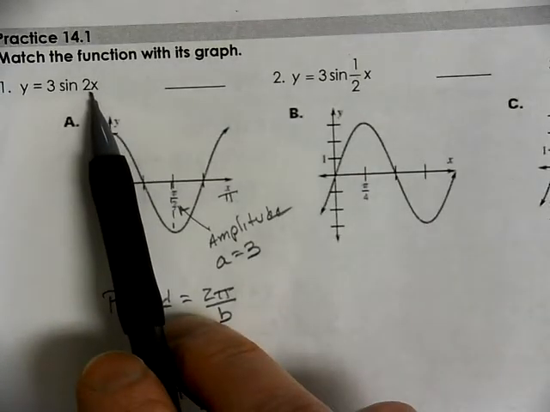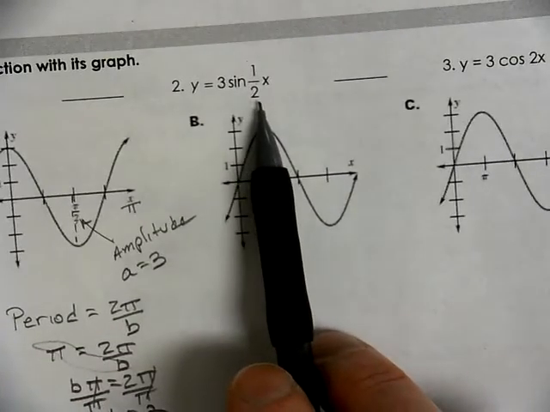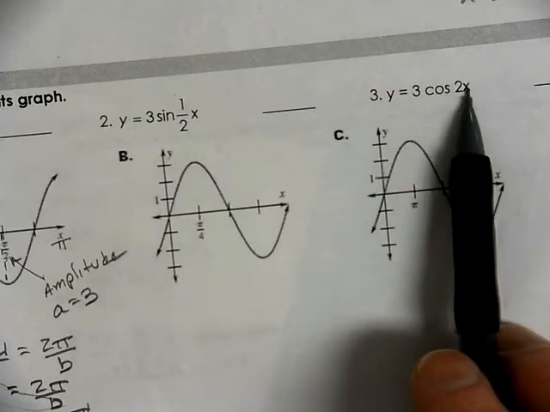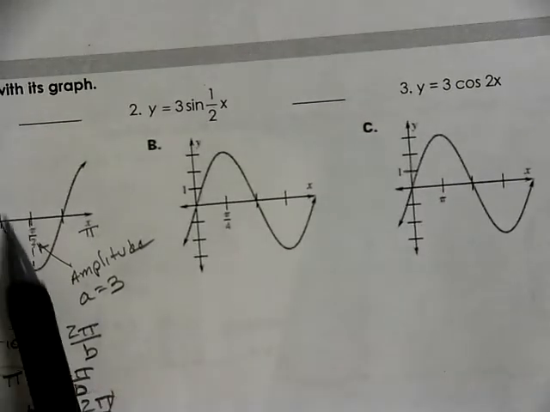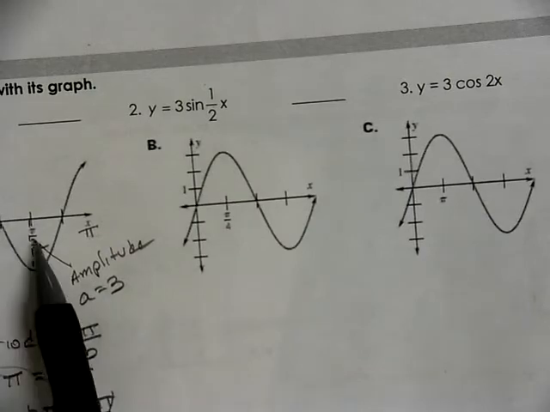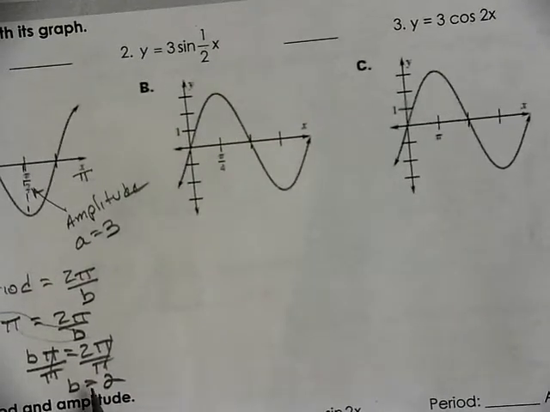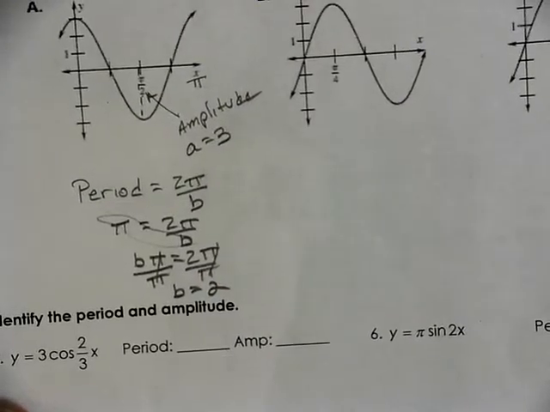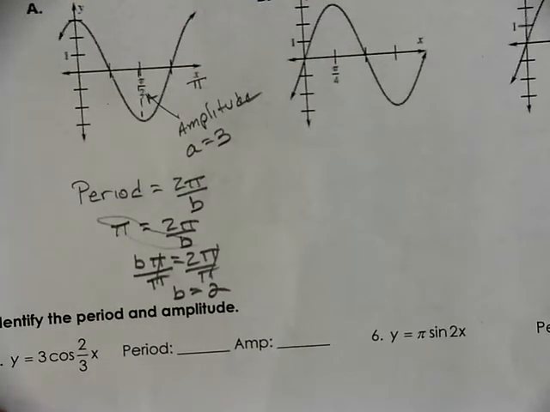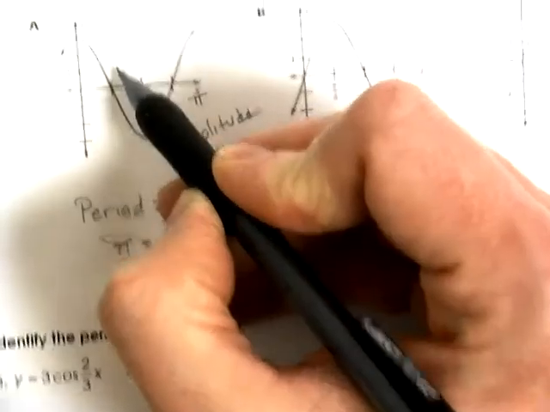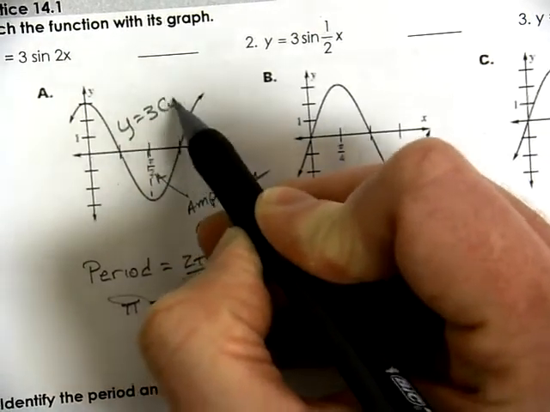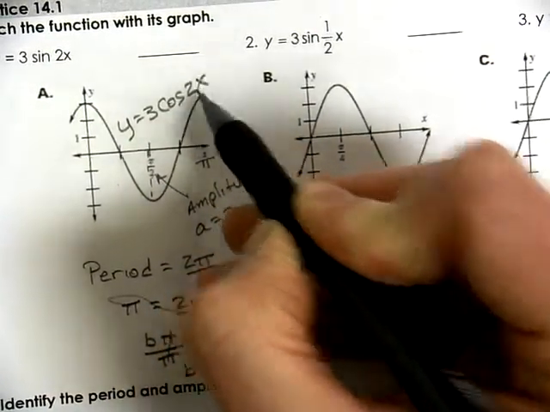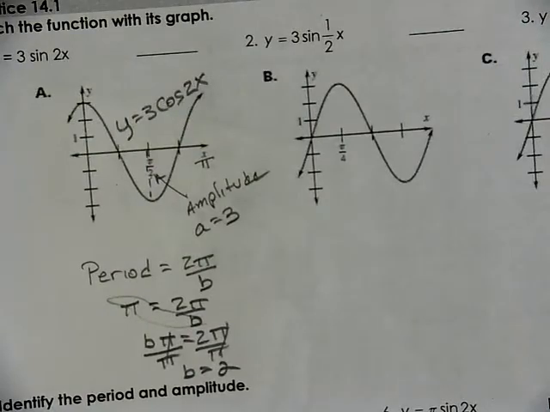So I have a 2 here. I have a half, so that rules that one out. And my cosine here is a 2. So this is looking like the cosine graph with an amplitude of 3 and a b value of 2. So this is definitely y equals 3 cosine of 2x.